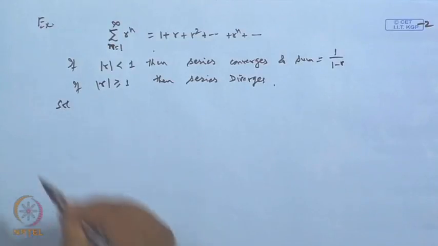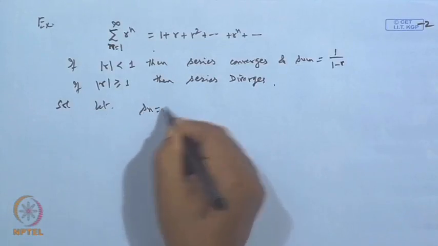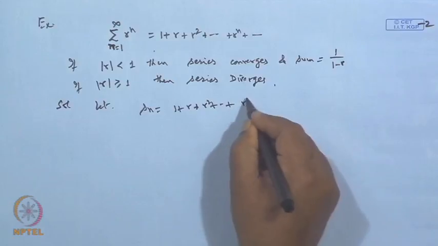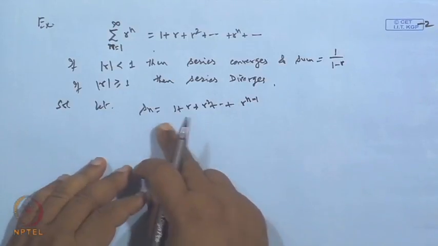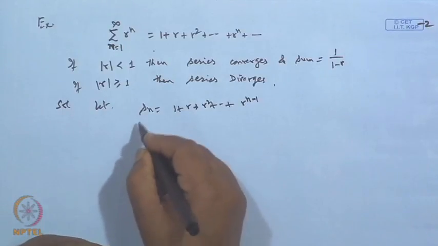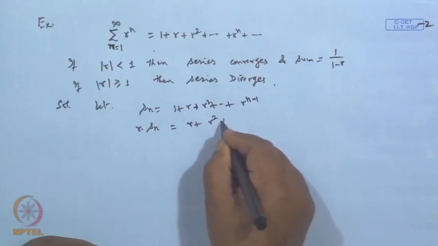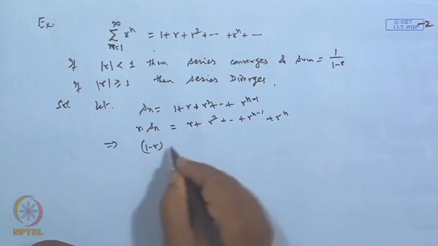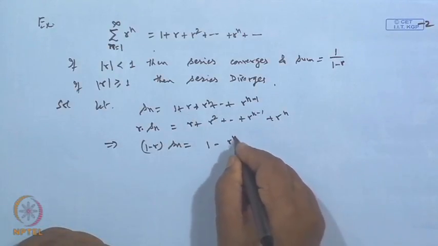The proof is very simple. Solution. Let us find the sum of the first n terms. Let S n be the sum of the first n terms, 1 plus r square plus up to r to the power n minus 1, because this will be the first term, second, and so on up to n terms. Then if I multiply this by r, r times S n is equal to r plus r square plus up to r to the power n minus 1 plus r to the power n. Now, when subtracted, most terms get cancelled, so 1 minus r times S n is finally 1 minus r to the power n.